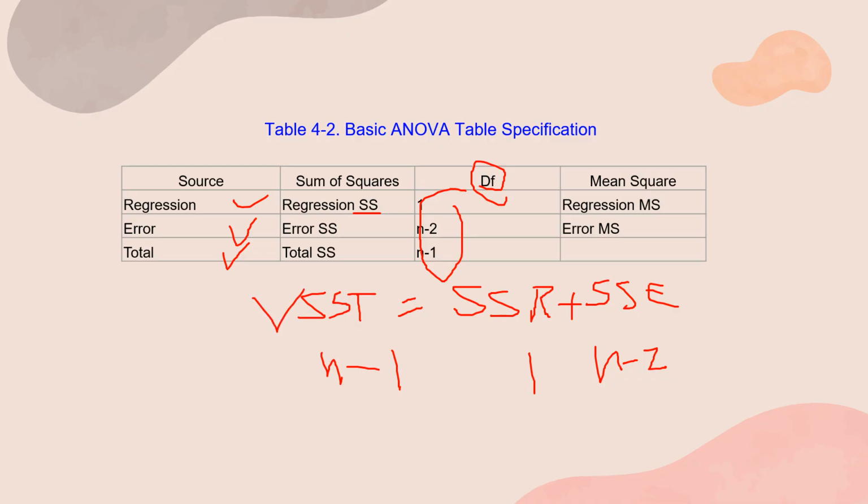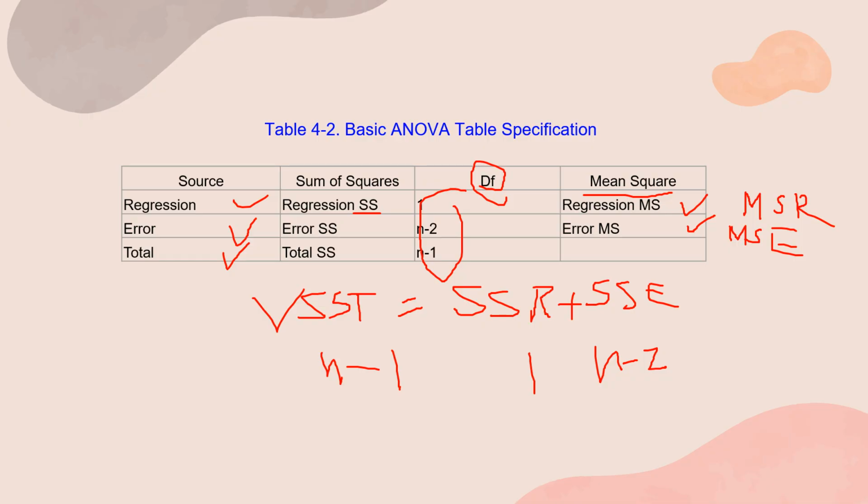And for SSR, divide by 1 is the regression mean square. They also call it MSR. So you guys are smart enough. This one is called MSE. MSR, MSE. Understand?